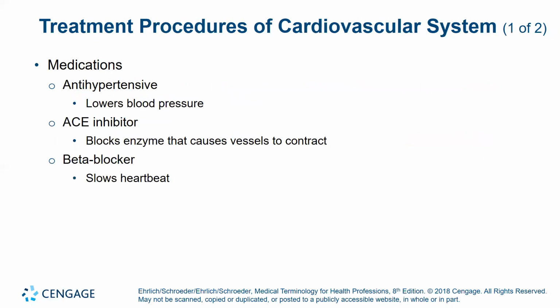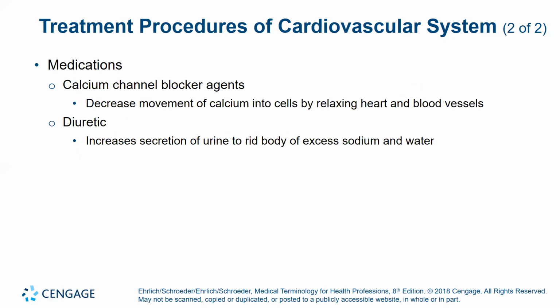Next, they talk about the treatment procedures. So obviously you can be treated with medications. The antihypertensive just lowers the blood pressure. The ACE inhibitor blocks enzymes that cause vessels to contract. Then we have the beta blocker, which just slows the heartbeat down. We also have the calcium channel blocker agents.